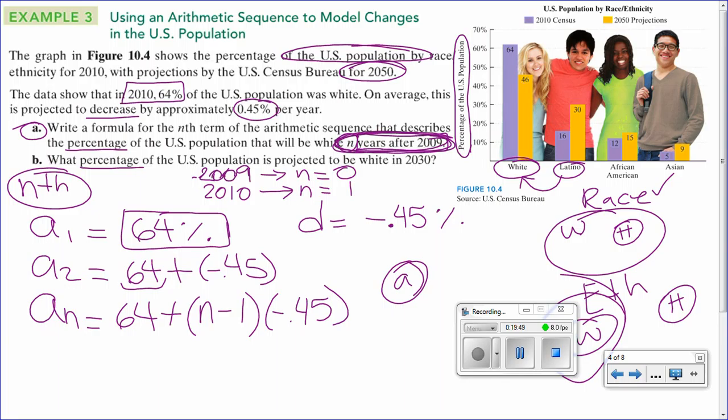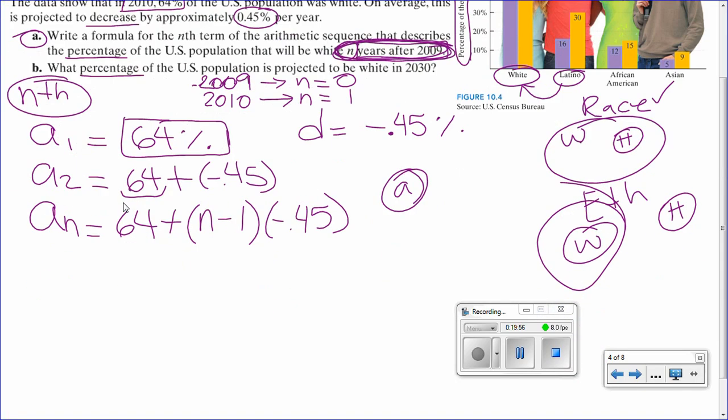And of course, you could simplify, but sometimes it's just better to leave them that way. But now to answer part B, we're going to use that formula, and that's when we actually need a value right there. So we're talking about the year 2030. So if the year 2010 was n equals 1, 2030 will be n equals what? It will be plus 20, no? Isn't it? The difference from here to here is 20 years? Yeah. So 1 plus 20, 21.